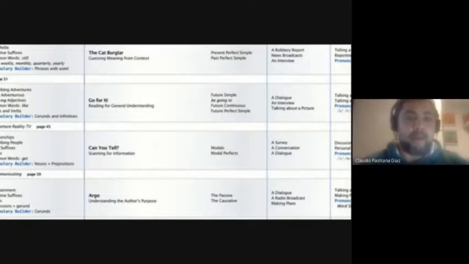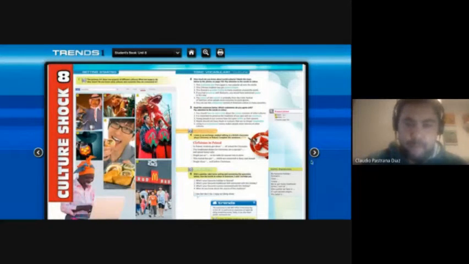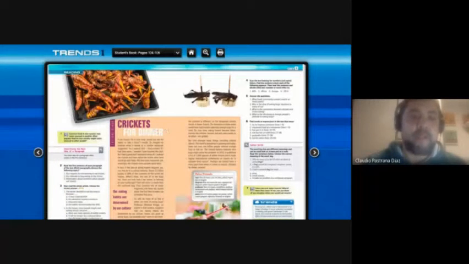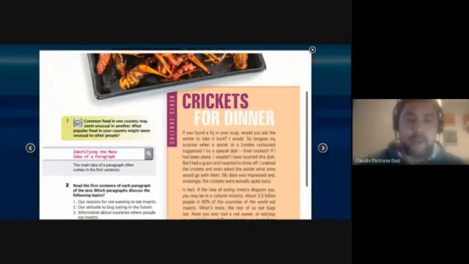So what I want to say is that this book is not so out of date, but I think that in addition to this, it needs some improvement. But let's take a look at the unit that I have chosen. It's unit number 8. It's a unit that deals with multiculturality. So this is the unit, Crickets for Dinner.